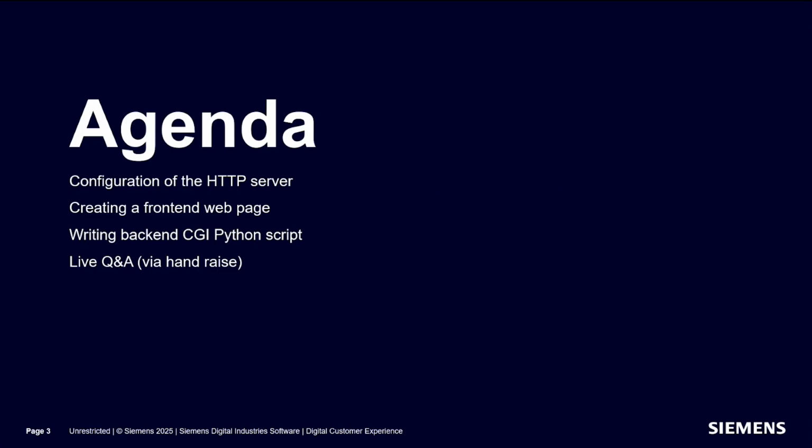So today, the big 3 steps for this session are configuring the HTTP server, creating a front-end web page for this use case, and then writing some back-end CGI Python scripts. So this will be very different than some of the other programming or coding that we normally see for these sessions.